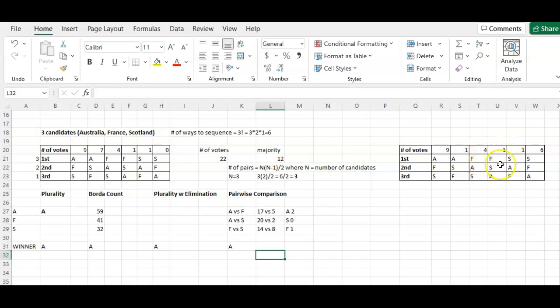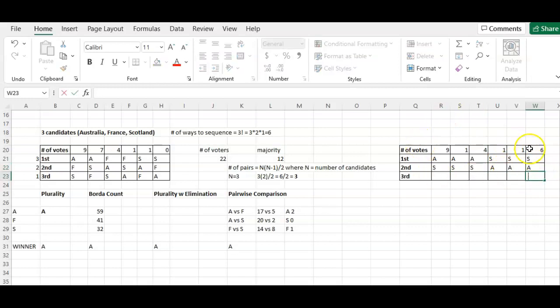So with plurality with elimination, we look at the candidate who has the least number of first place votes. And in this example, it's France with 5. 4 plus 1 is 5. So we are going to eliminate France and just shift everybody up. So if I eliminate France here, I just move Scotland up 1, so I'm just going to shift Australia and Scotland up. Eliminate France here and move Scotland and Australia up. Eliminate France here, no effect. Eliminate France here and move Australia up.